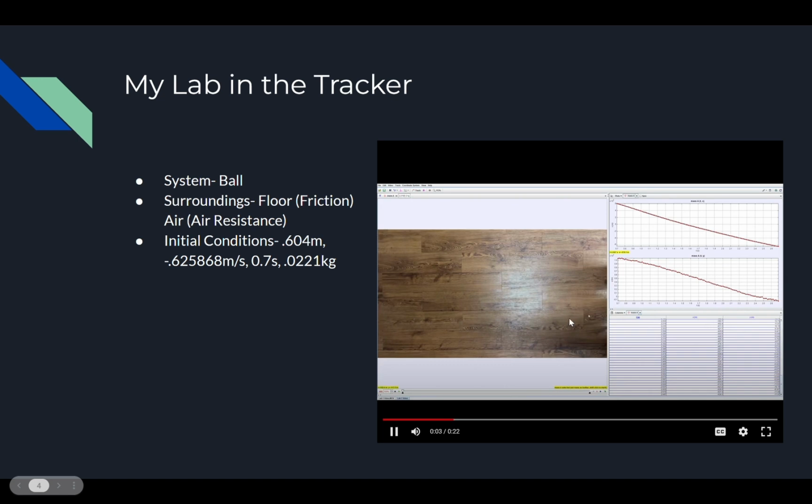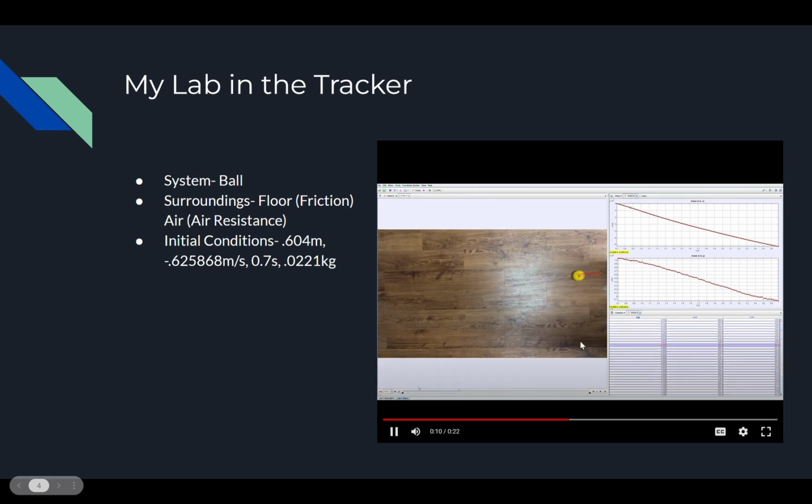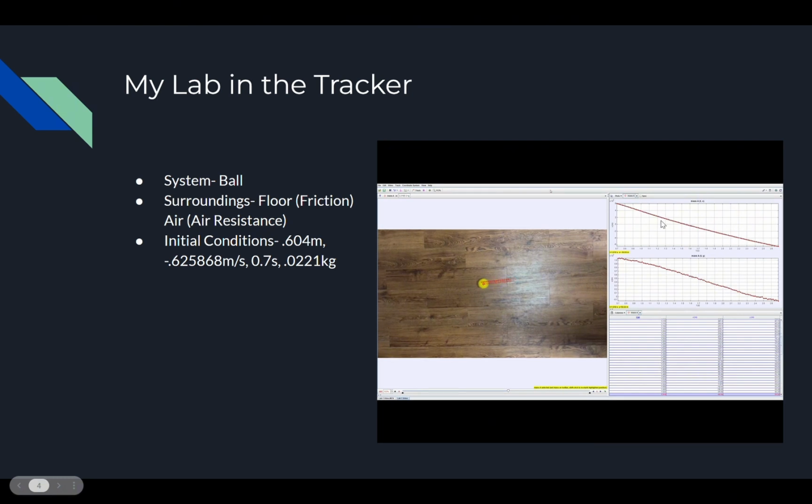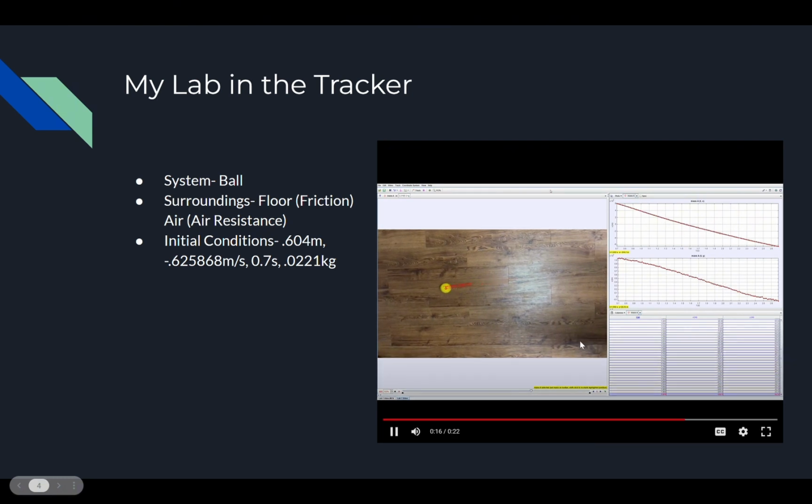As we can see in the video, we have a constant downward slope in our x position. Our y position does not matter because we're only analyzing horizontal motion. And we can see the constant slope, and we can follow that down the graph as the ball rolls across the screen.